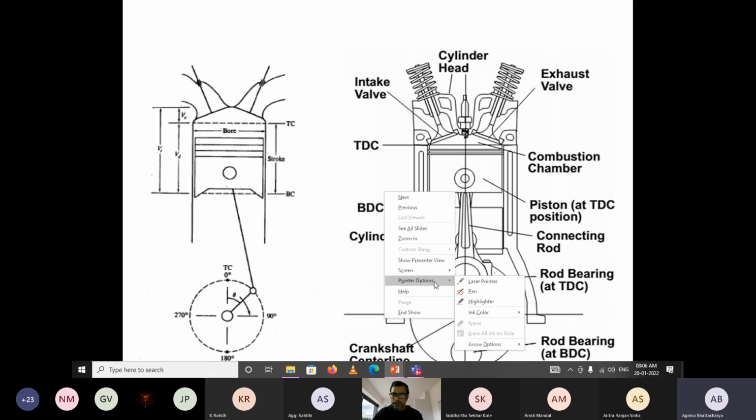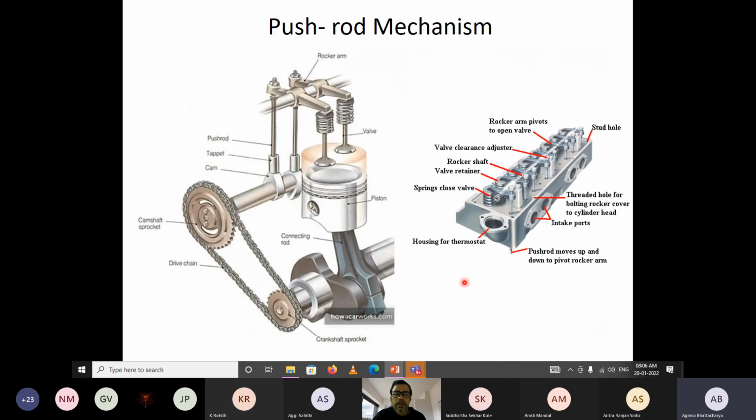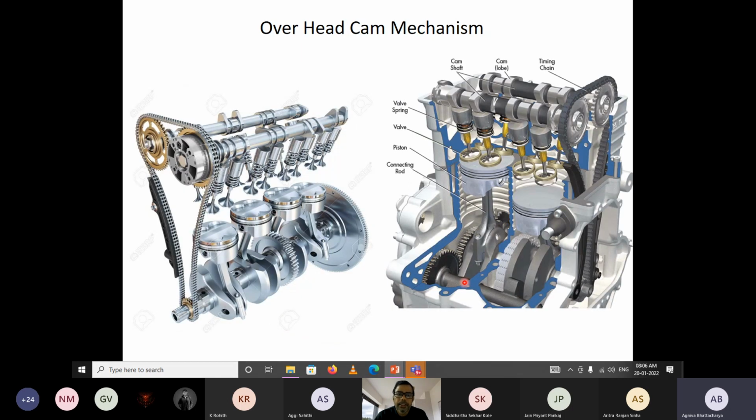So if you remember, in the last class, we mainly discussed the cam mechanism, that is, how the valve actuation takes place. What are the different mechanisms through which the valve actuation takes place, in which we have learned about two mechanisms. One is the push rod mechanism and another is the overhead cam mechanism. Overhead cam mechanism is the latest technology, which is used in most of the passenger cars.